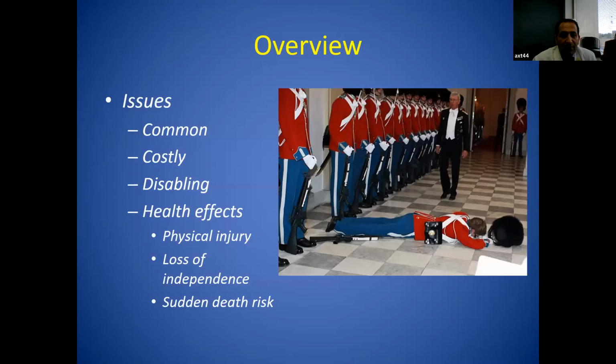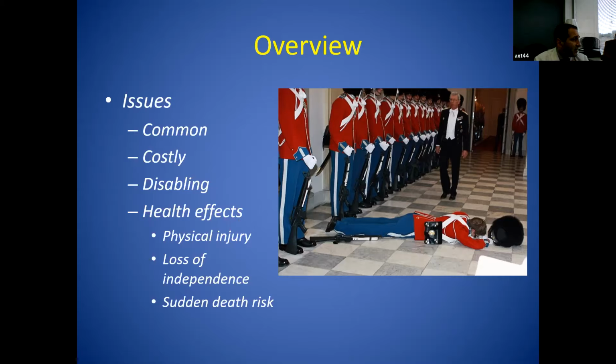In terms of issues regarding syncope, it is common, it is costly, it can be very disabling, right? So this poor guy here standing as a guard, he may not be able to do this job for too long if he keeps losing consciousness, right? So people can lose their job because of recurrent abrupt syncope. It can cause physical injury. People often present in the emergency room with trauma.